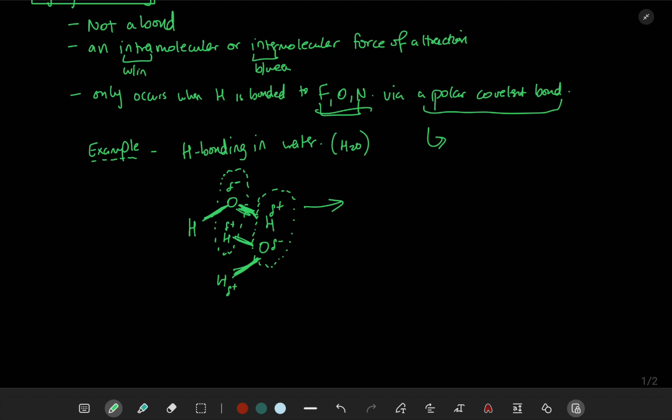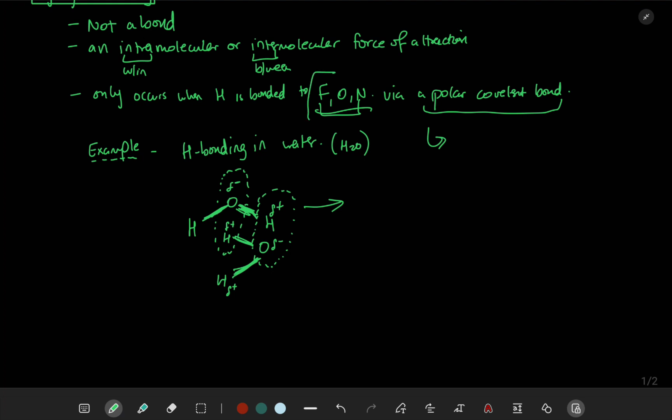But so that's why it has to be a polar covalent bond, because in a polar covalent bond, the difference in electronegativity between the two atoms involved in that bond is greater than 0.5, or between 0.5 and 1.5, right? And so that's why hydrogen has to be bonded via a polar covalent bond to fluorine, oxygen, or nitrogen.